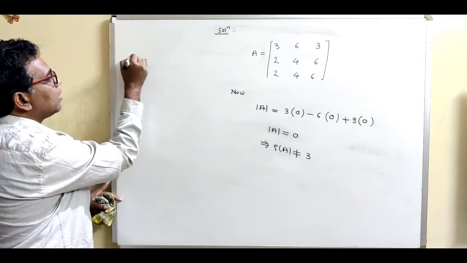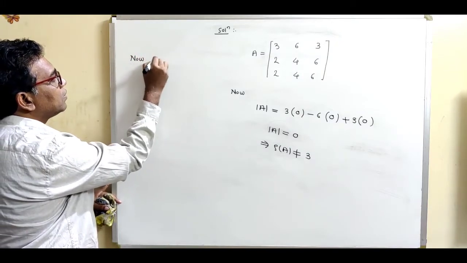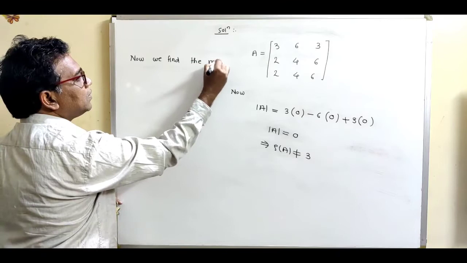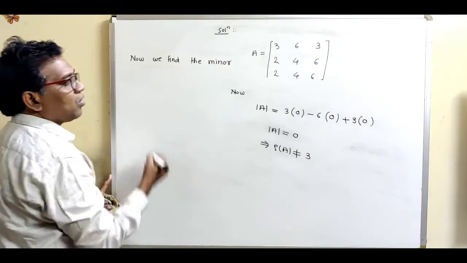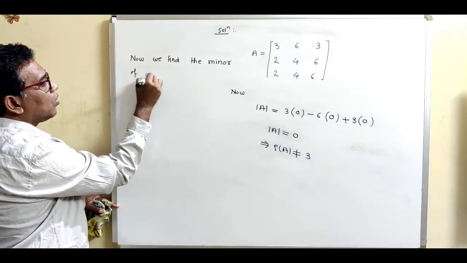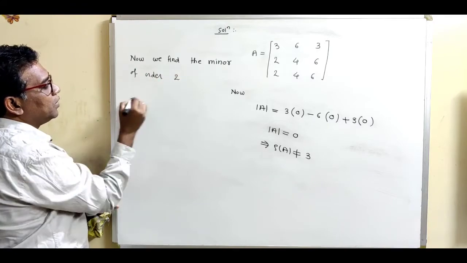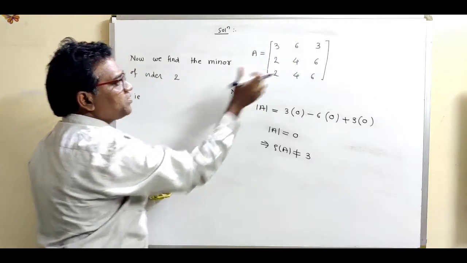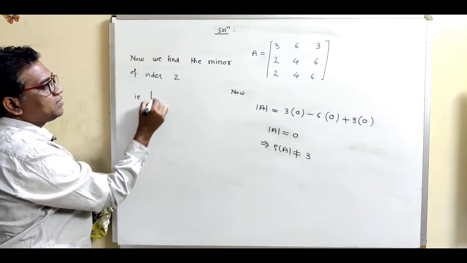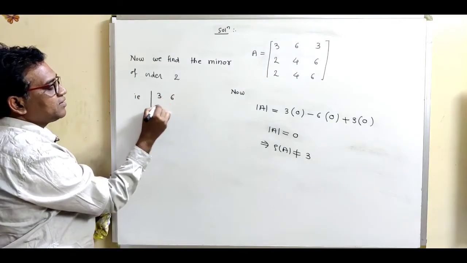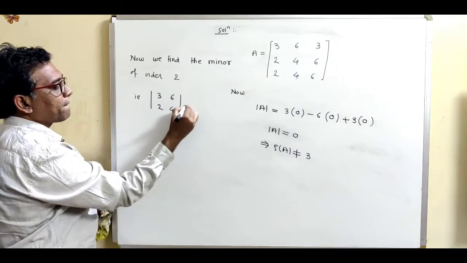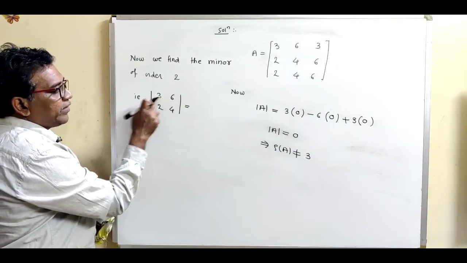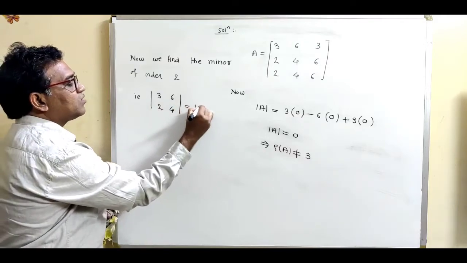So right here, now we find the minor or determinant of order 2. So let us take the first determinant of order 2 by 2. So this is the first determinant. Let us find the determinant of order 2, 3, 6, 2, 4. Now find this determinant: 12 minus 12, this is 0.